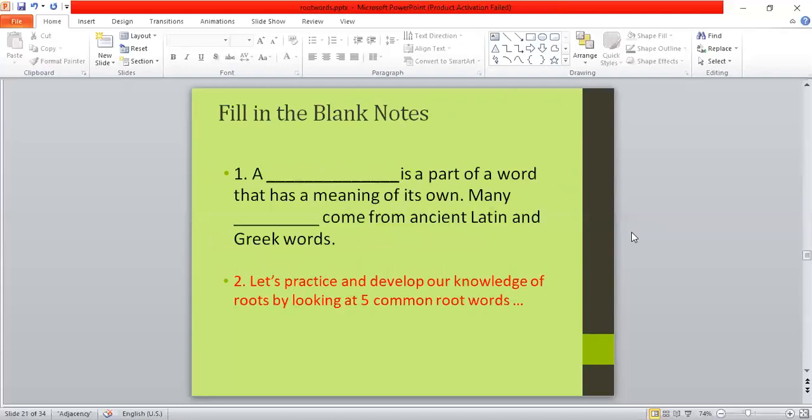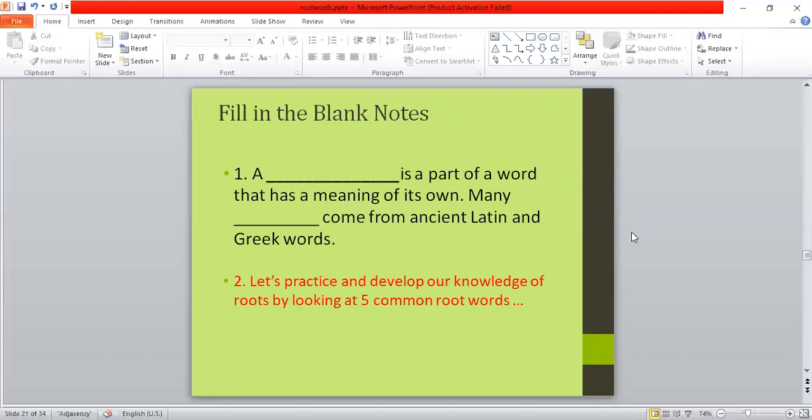Fill in the blank notes. A blank is a part of a word that has a meaning of its own. Many blanks come from ancient Latin and Greek words. A root is a part of a word that has a meaning of its own. Many roots come from ancient Latin and Greek words.